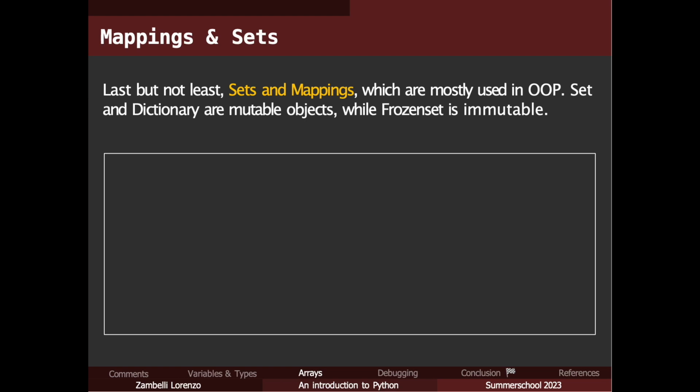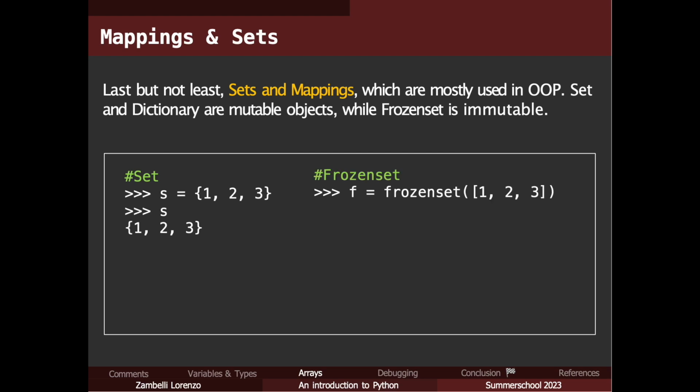Mapping and set. Mapping and set are mostly used, as I said at the start, for object-oriented programming, or OOP. Dictionary and set are mutable objects, while frozenset is immutable. A set is defined by curly brackets, like in the example we see here. For frozenset, you use the function frozenset. Inside, you use the square brackets. Note that for set, there is also the set function that works in the same way as frozenset.